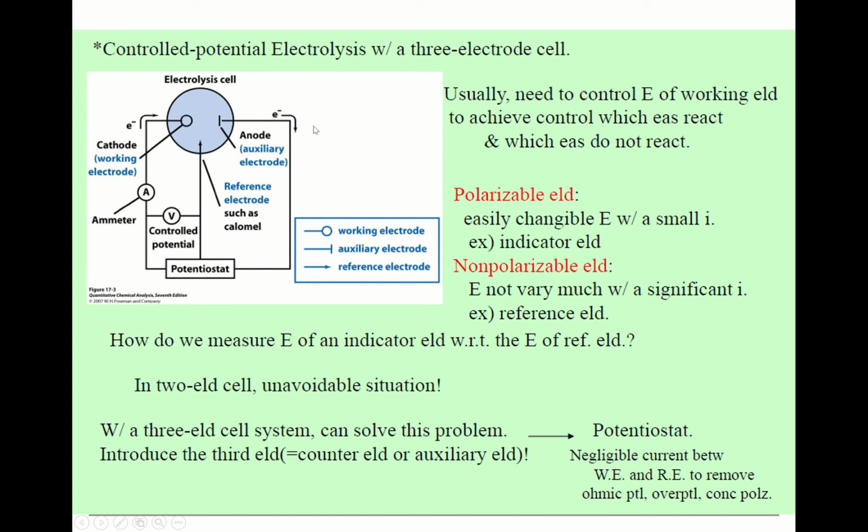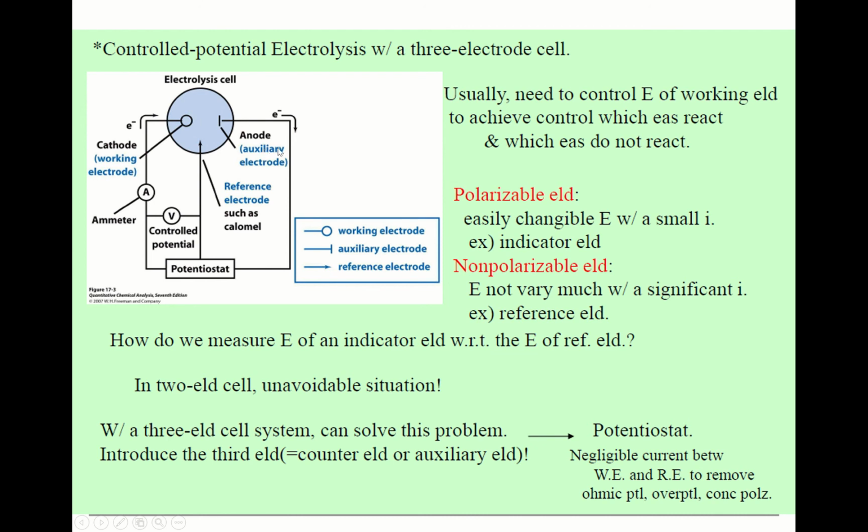So in the three electrode system, the idea is to separate the current flow path and the voltage applied path. Here is a reference electrode, and this cathode, working electrode potential is only determined with respect to this reference electrode. But current flows between this working electrode and auxiliary electrode.